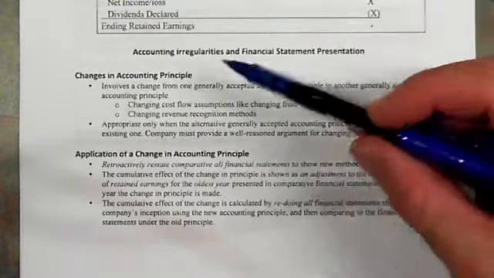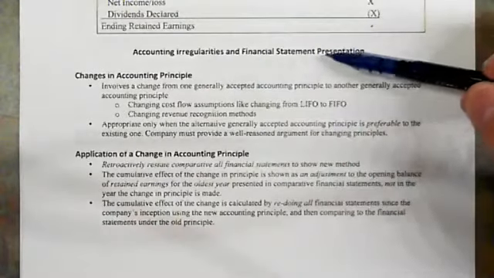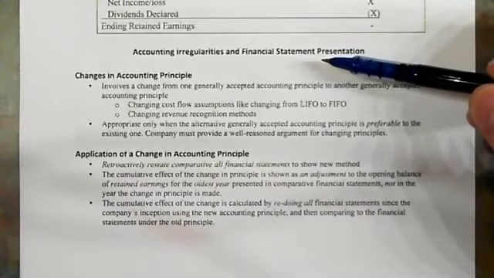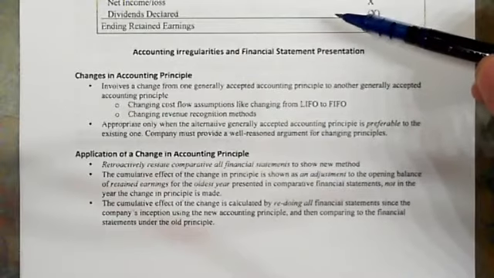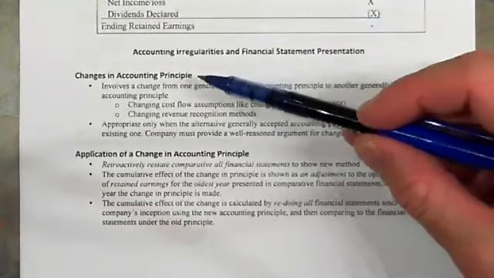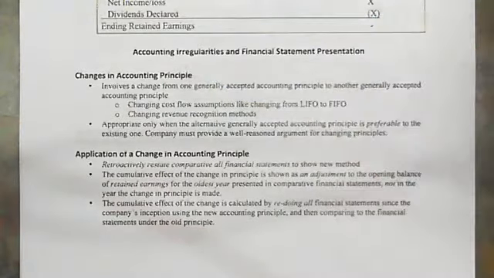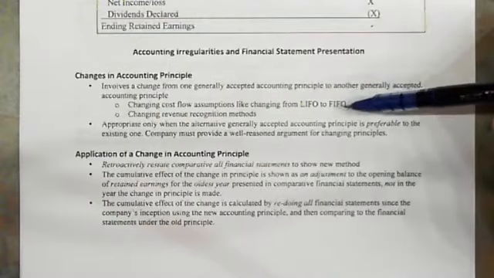But there are accounting irregularities that occur and how they incorporate into how we present things on the income statement, the balance sheet, and the statement of retained earnings. Okay, so the first thing is the changes in accounting principle. We just discussed that in the statement of retained earnings. Remember that I said one example is changing from LIFO to FIFO.